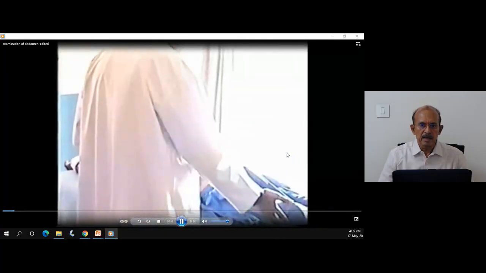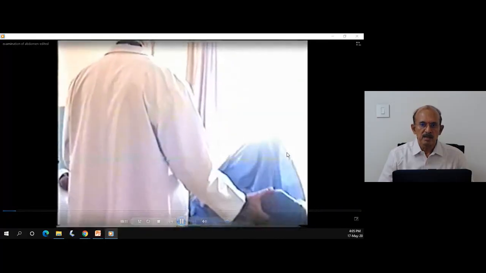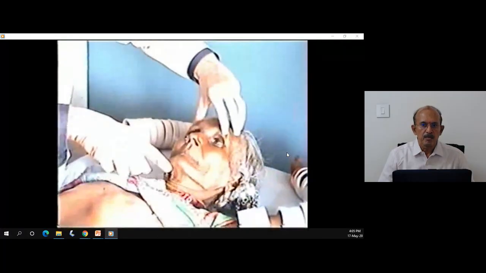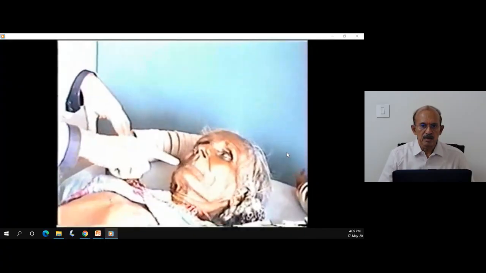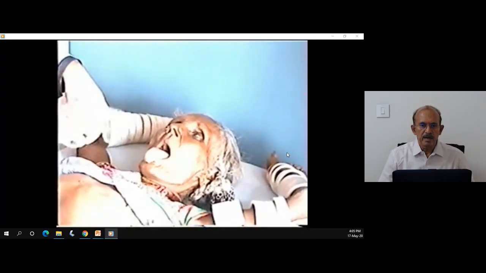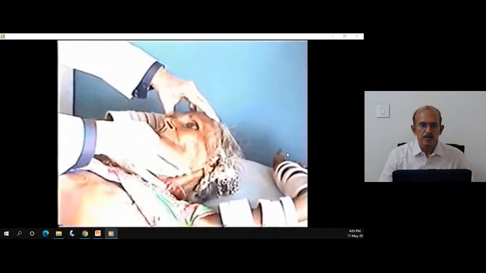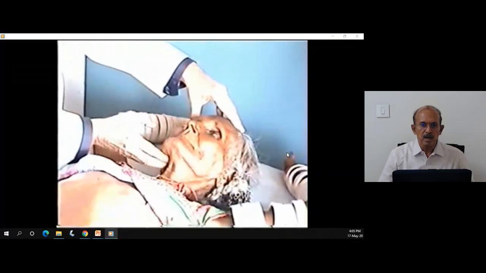I am standing on the right side of the patient because I am right-handed, making the limbs flex. Ask the patient to look down towards your fingers, look for jaundice, then look for anemia, look for lymph nodal enlargement.